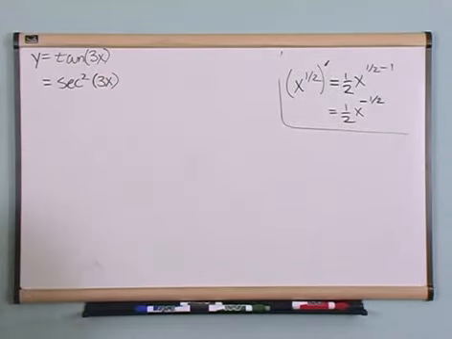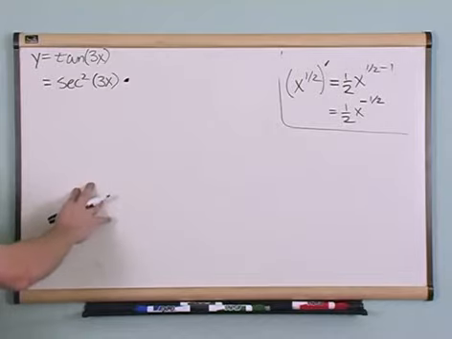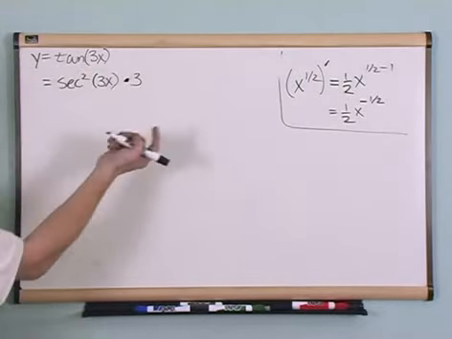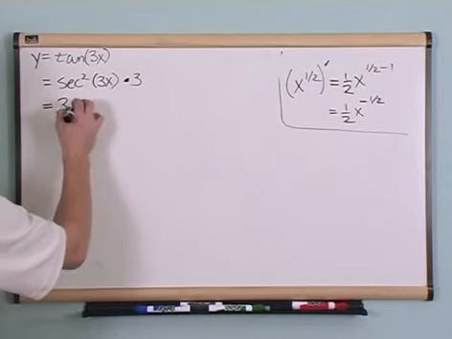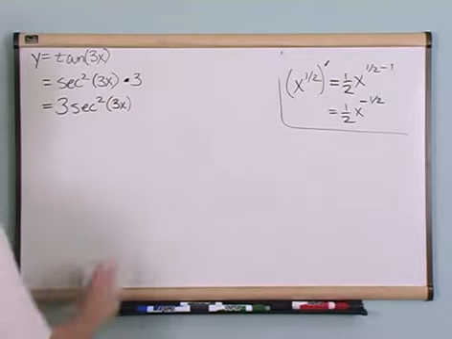Secant squared of 3x. And you would think you could stop there, but you can't because you have to take the derivative of the inside. The derivative of the inside of this is just simply 3 because the derivative of 3x is 3. So to rewrite it, you have 3 times the secant squared of 3x. Okay?